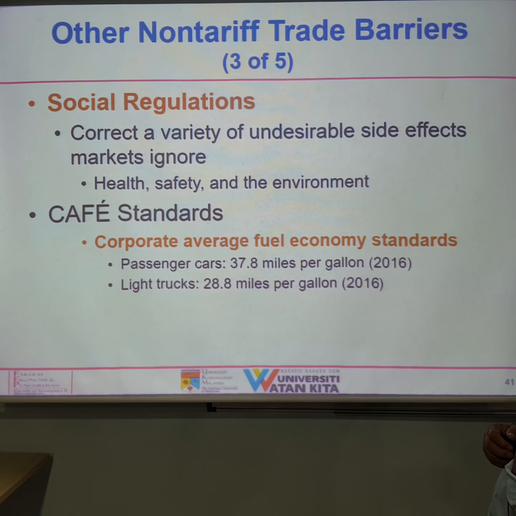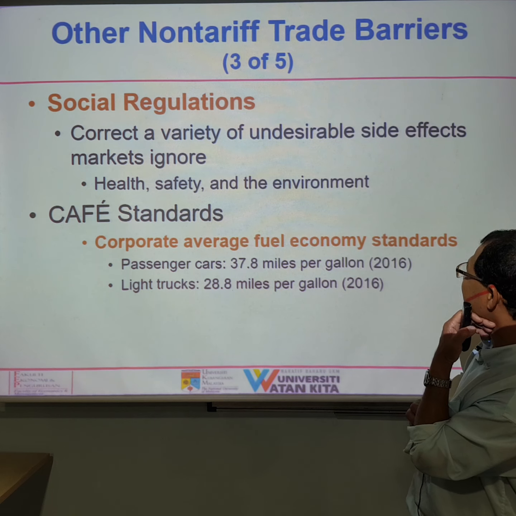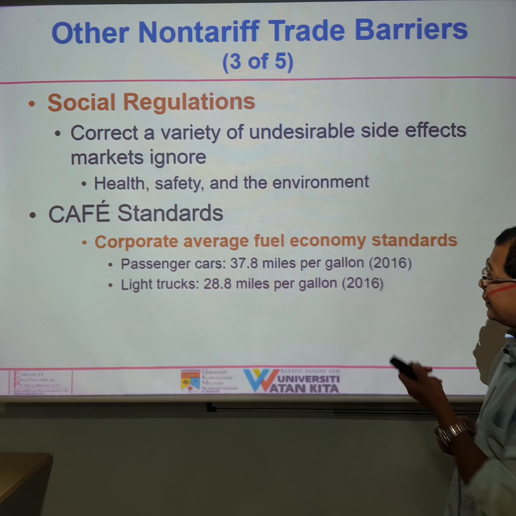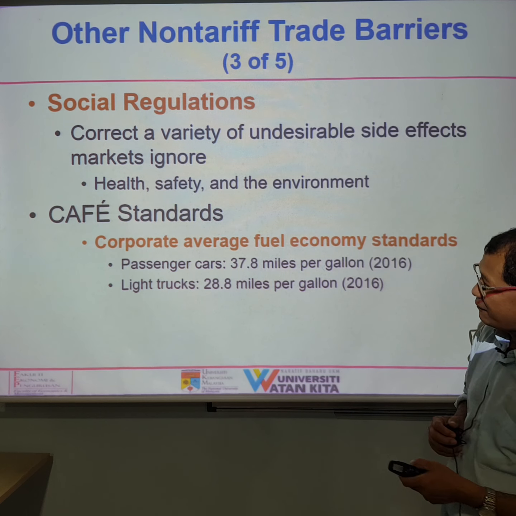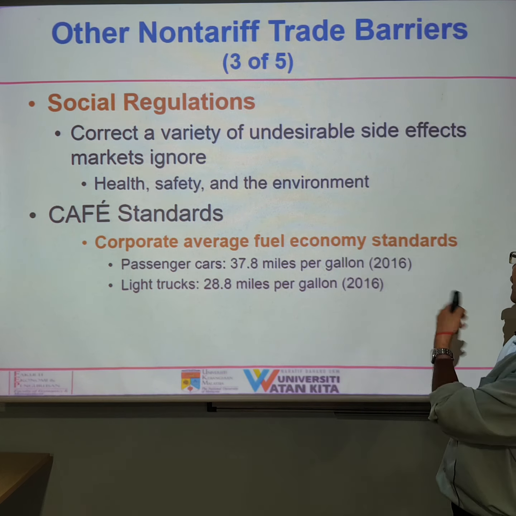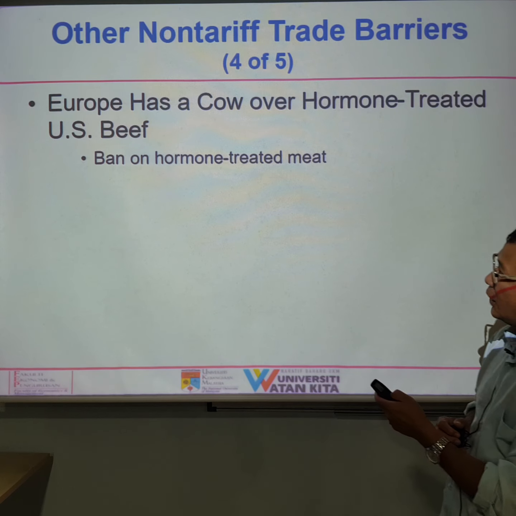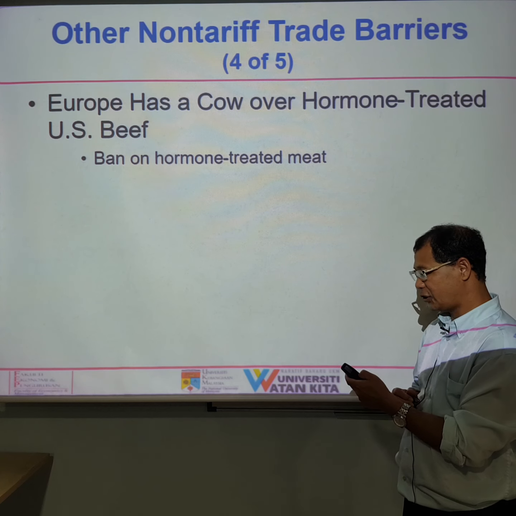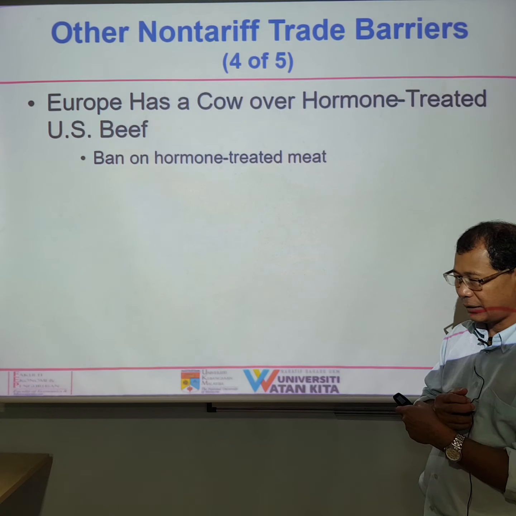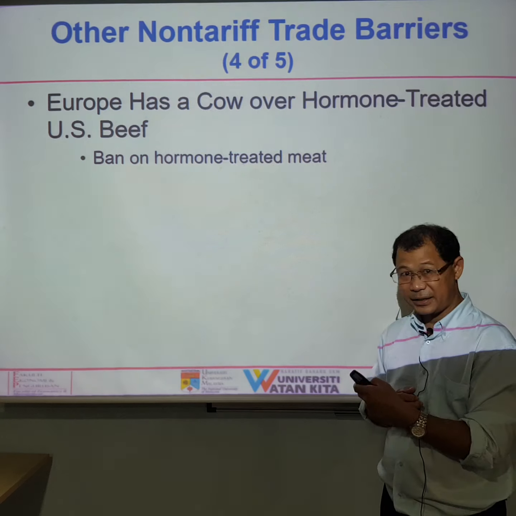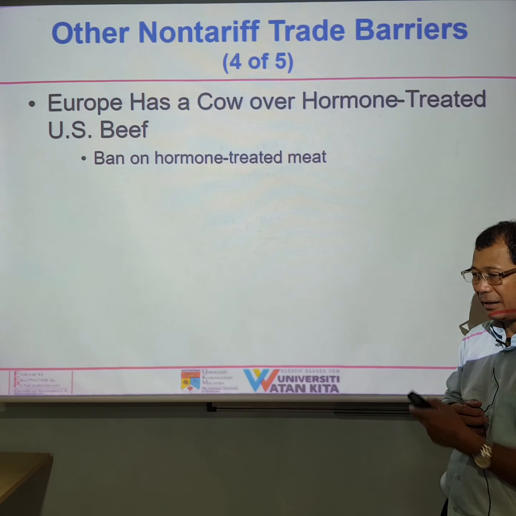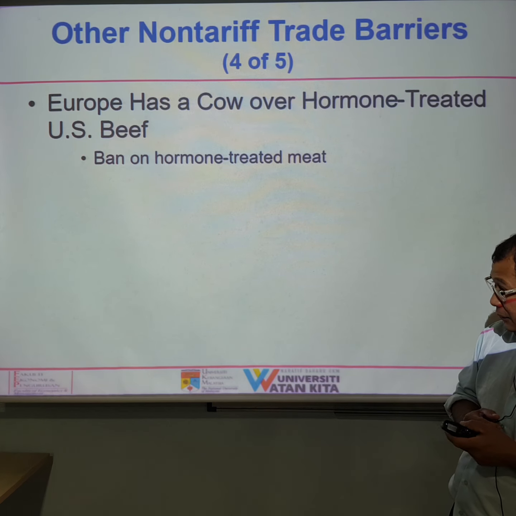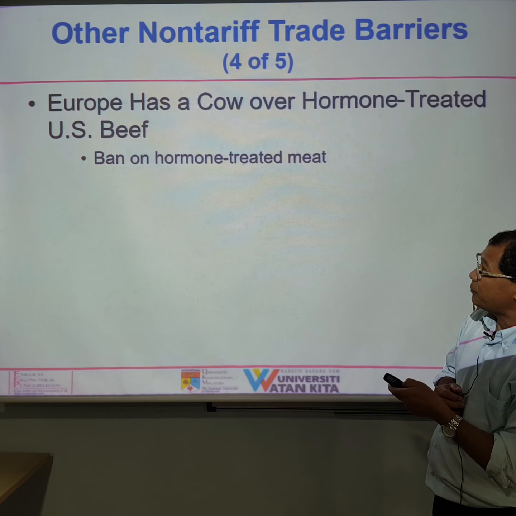Social regulations correct a variety of undesirable side effects that markets ignore: health, safety, and the environment. For example, corporate average fuel economy for passenger cars and light trucks. Europe has a ban on hormone-treated US beef. Or you can put a stop on genetically modified wheat or soybean.